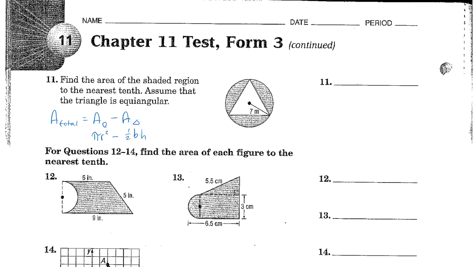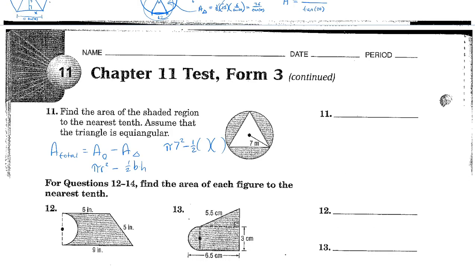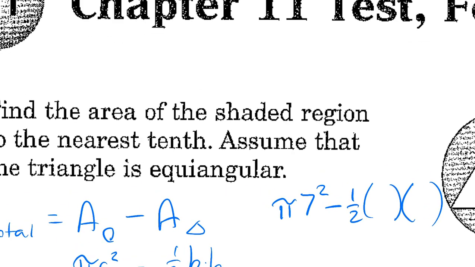Well, we know that the radius is 7, so we have it's pi 7 squared minus, and we don't have the base or the height. So we need to find the base and we need to find the height. So let's draw our little shape here. I'm looking for some room. Let's do it up here and just zoom in.